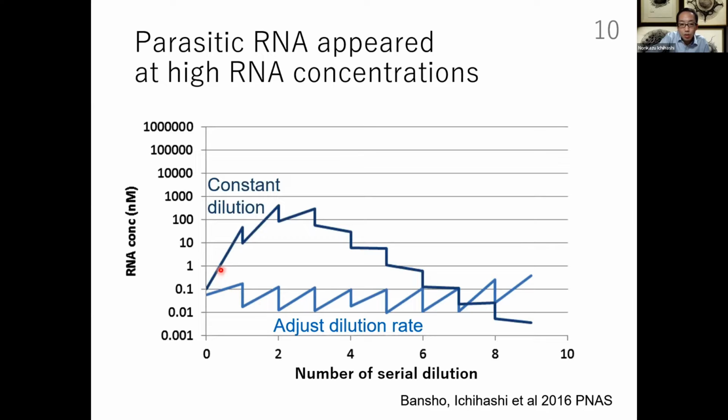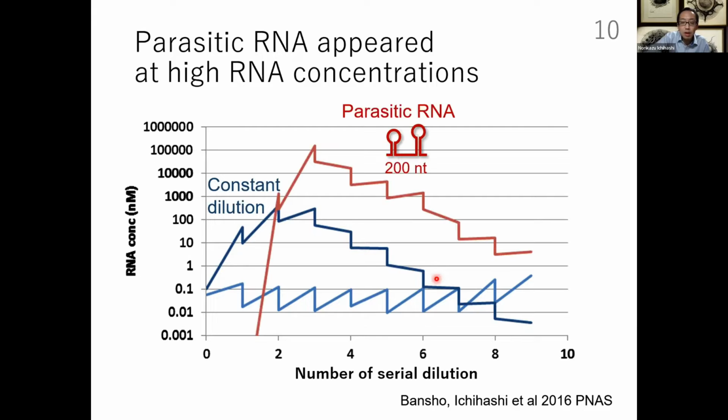Initially, RNA concentration increased because the replication rate was higher than the dilution rate. At this point, the replication almost stopped, and then it was just diluted. This was caused by the appearance and amplification of another type of RNA. We called it parasitic RNA. This is a small RNA, and we didn't add this small RNA in our system, but it always spontaneously appeared around 1 or 2 rounds.